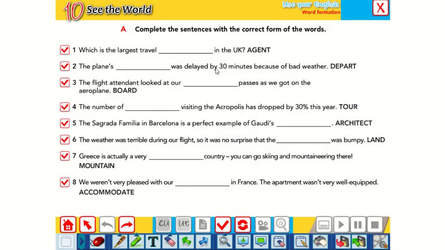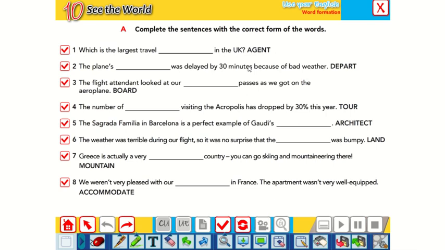Now it's very important while doing such exercises to look first at the words in bold. Let's read them together and pronounce them correctly. The first word, agent, depart, board, tour, architect, land, mountain, accommodate. Then we have to decide which part of speech each word is.